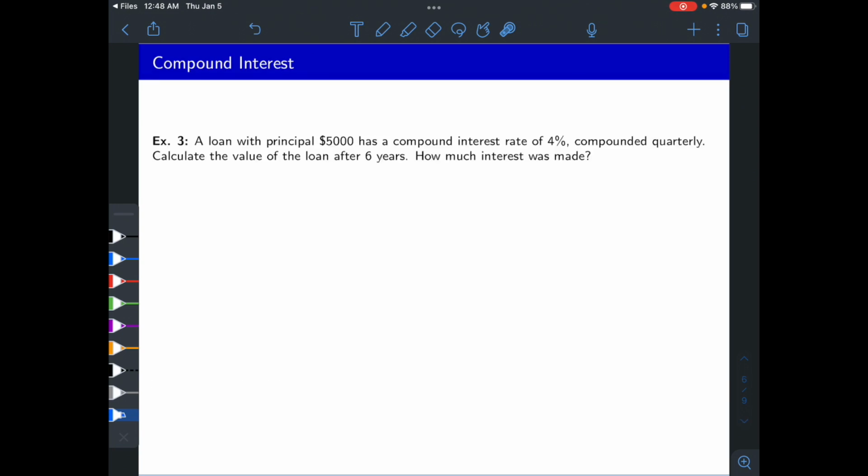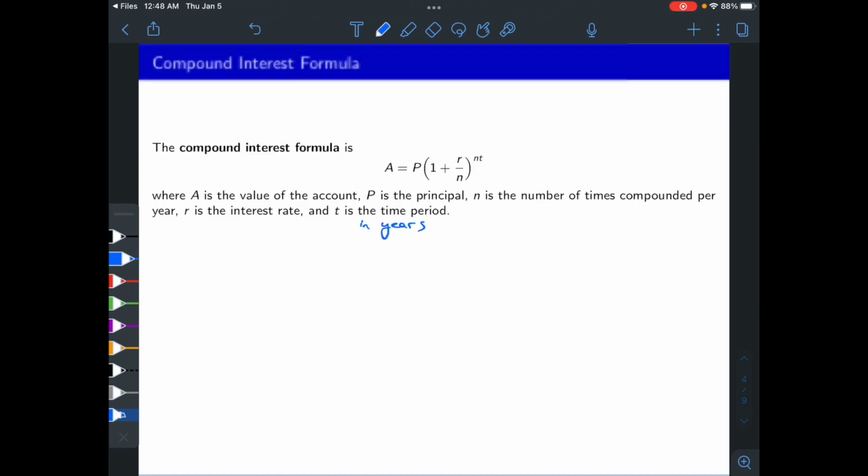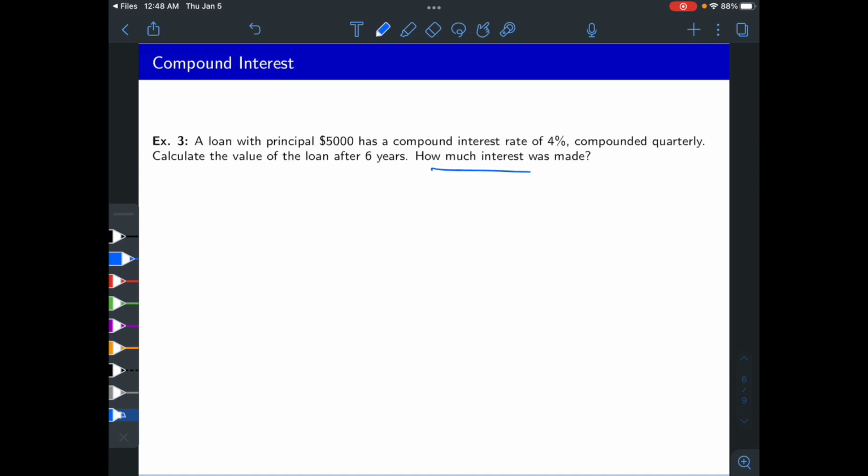So let's do an example now where we can directly use the formula. A loan with principal $5,000 has a compound interest rate of 4%. It's compounded quarterly. Calculate the value of the loan after 6 years. And then as a follow-up, how much interest was made. If you feel comfortable with the material, I recommend pausing, and see if you can figure out what's going on, apply this formula and get the answer, and then how much interest was made.